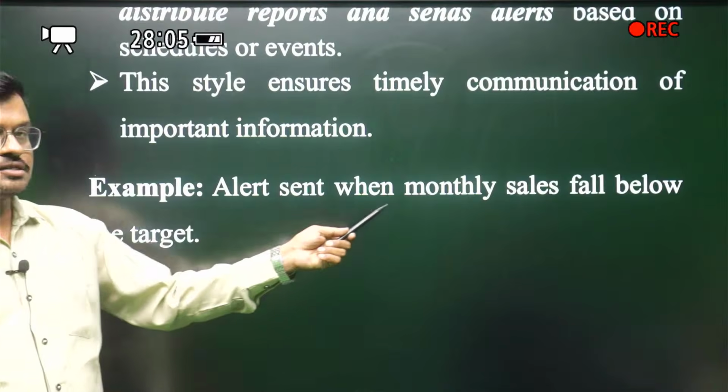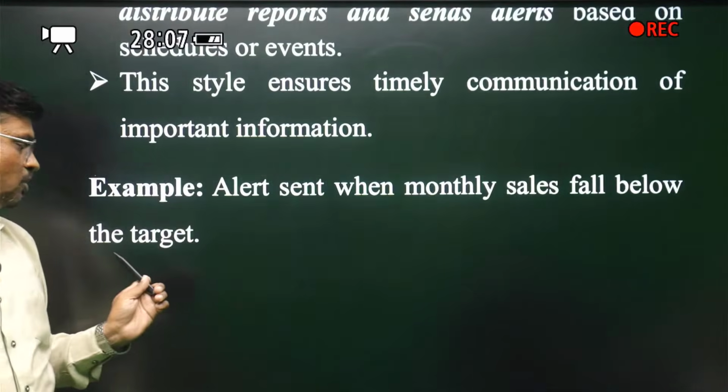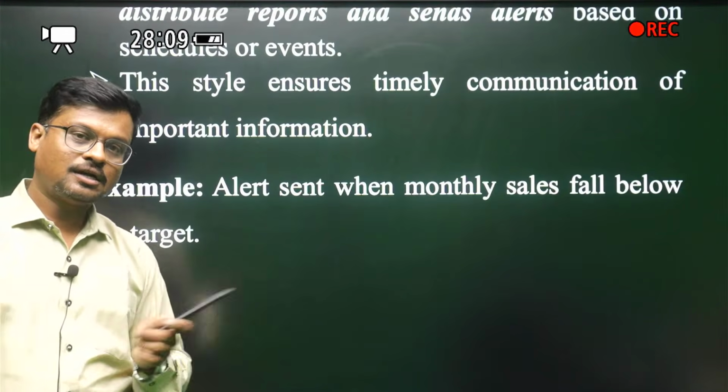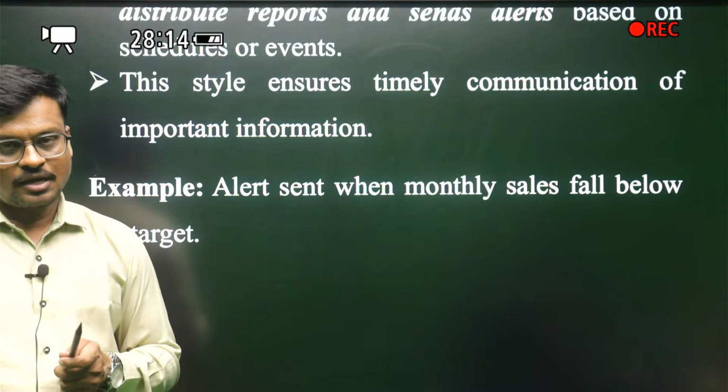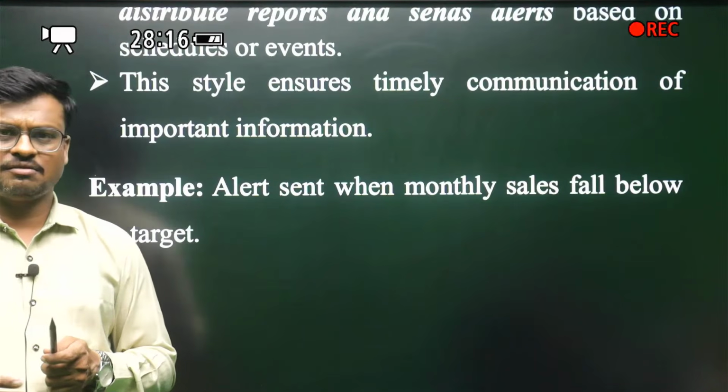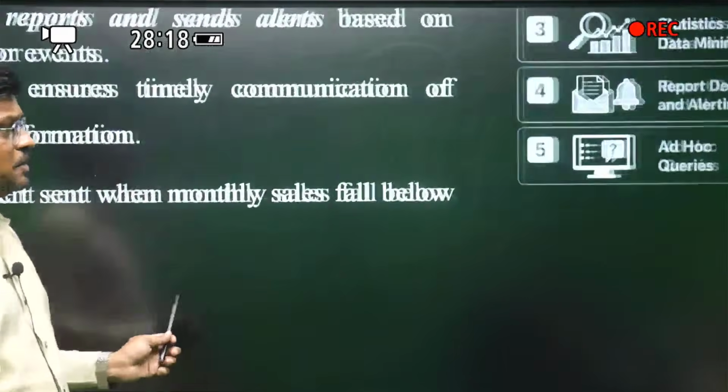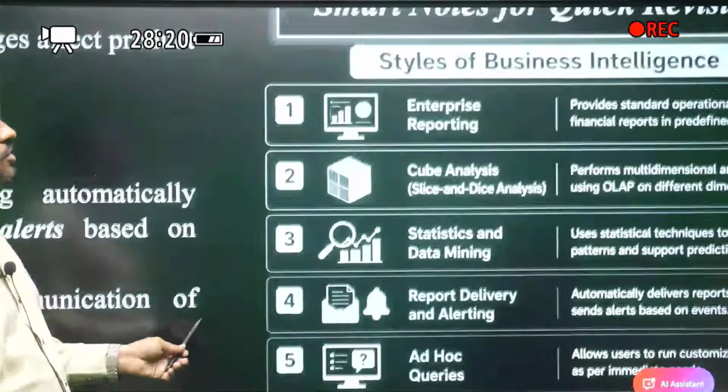Example, alert sent when monthly sales fall below the target. Automatically, when the target is not reached for any particular month or a quarter, an alert message will be generated and it will be sent across to the various people or various departments in your organization.